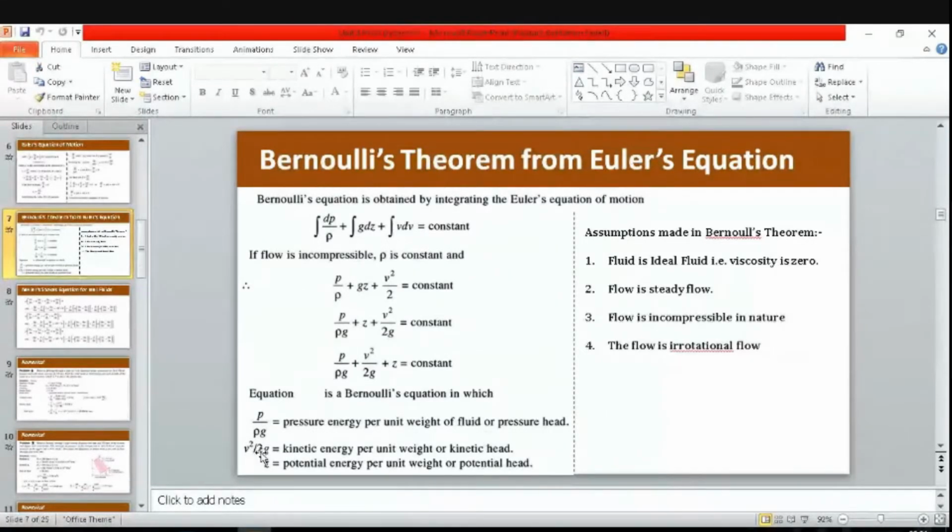After that, V square by 2g. This V square by 2g is nothing but kinetic energy per unit weight of the fluid. Okay, or it is simply called as kinetic head or velocity head. After that, Z.